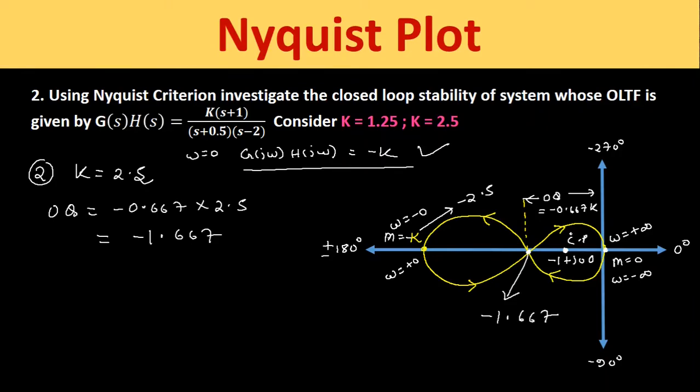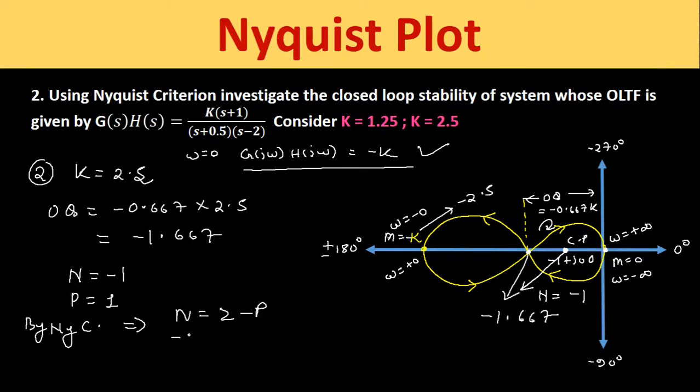Now we again have to see the number of encirclements of this critical point. For this we will draw one line. Now we will see the path which is intersecting this line is in the clockwise direction. Okay, so for clockwise direction, number of encirclement is taken minus 1. By Nyquist criteria, we will have n is equal to z minus p. So when we put the values, we will get minus 1 is equal to z minus 1. So this minus 1 can cancel out and we will get z is equal to 0.